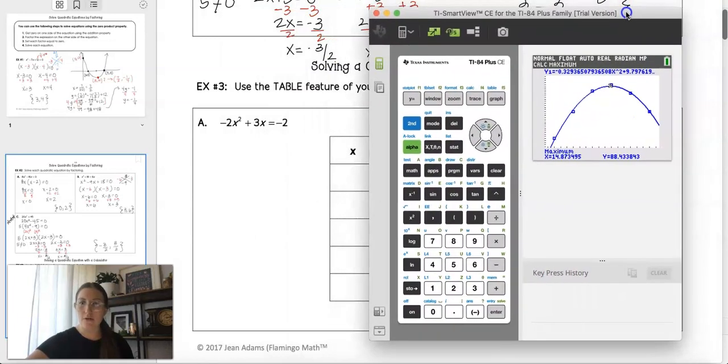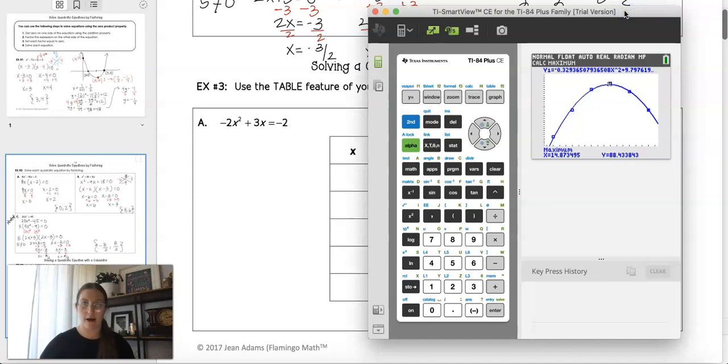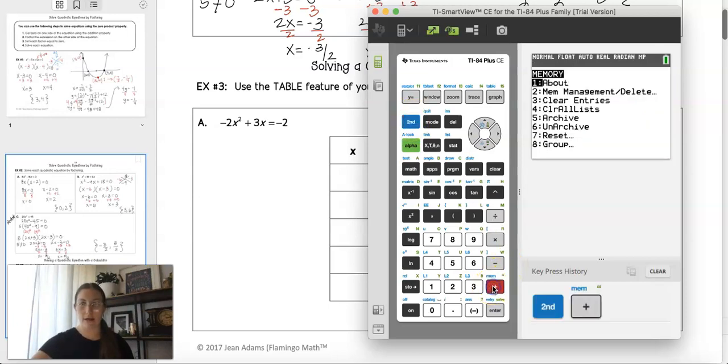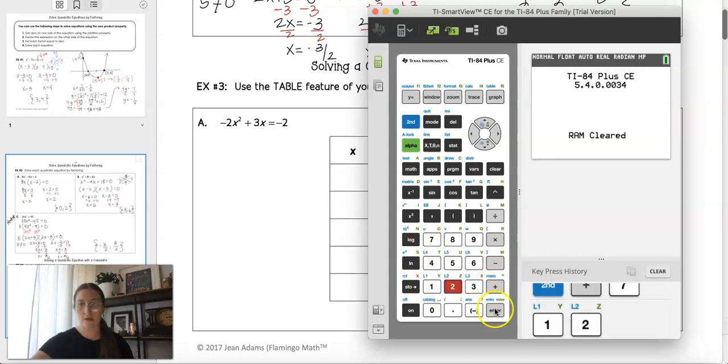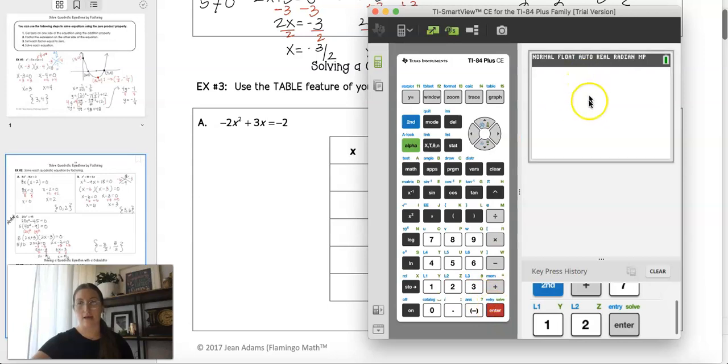Okay, so it says use the table feature of our graphing calculator to find our zeros. So what I want us to do is, like always, let's go ahead and start with a fresh calculator. So remember, you go to second, memory, 712. Okay, and it cleared everything, so we're starting fresh.